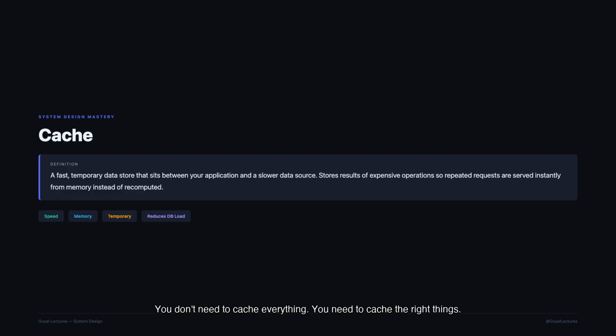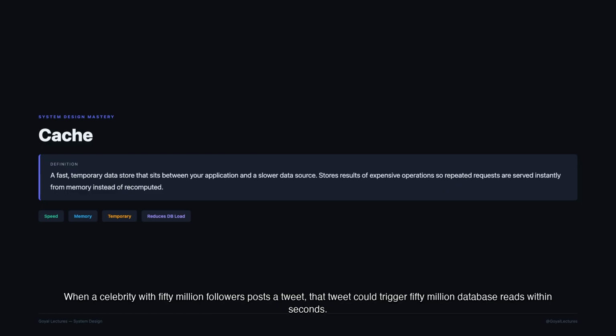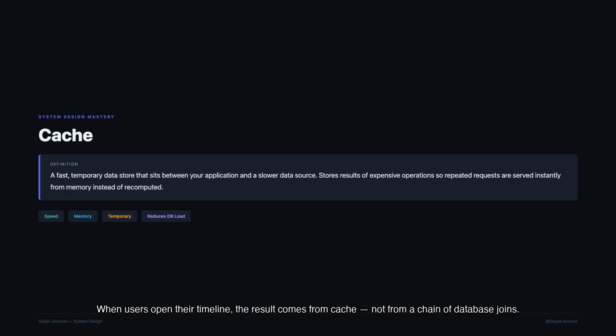Twitter's timeline service is a classic example. When a celebrity with 50 million followers posts a tweet, that tweet could trigger 50 million database reads within seconds. Twitter pre-computes the timelines of highly followed accounts and pushes the data into cache before users even request it. When users open their timeline, the result comes from cache, not from a chain of database joins. The result is sub-millisecond feed loads at a scale that no relational database alone could support.